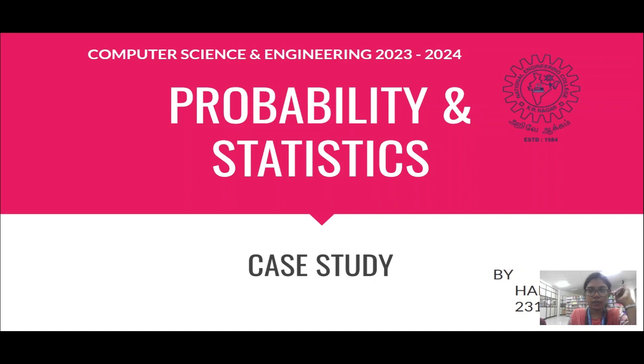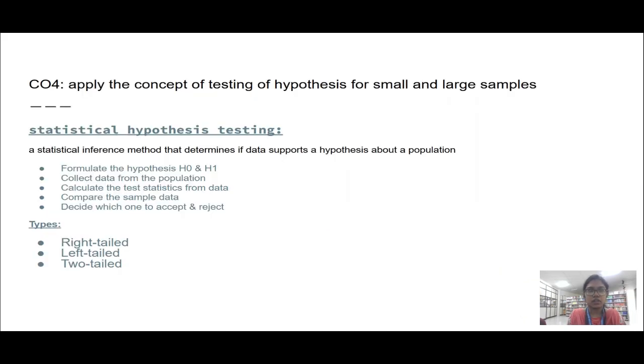My case study in probability and statistics is about statistical hypothesis testing for CO4, which is to apply the concept of testing of hypothesis for small and large samples. Statistical hypothesis testing is the method that determines if data supports a hypothesis about a population, in which we have to follow a few steps.